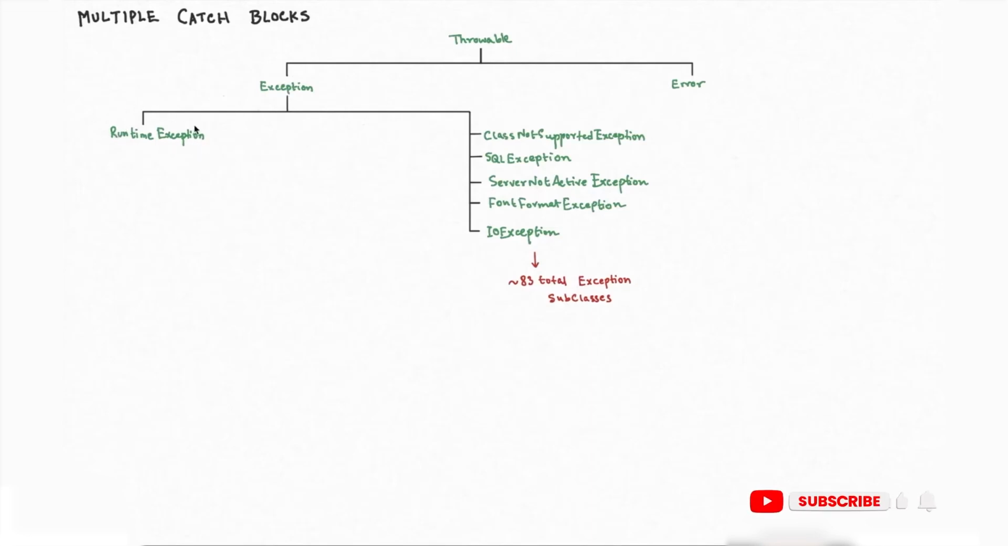So this is our unchecked exception. Everything here is checked at compile time. Everything here and here is checked at runtime. Now, underneath runtime exception, we have many different exceptions.